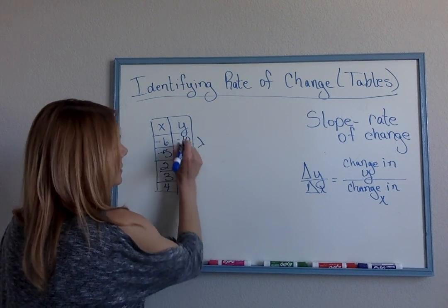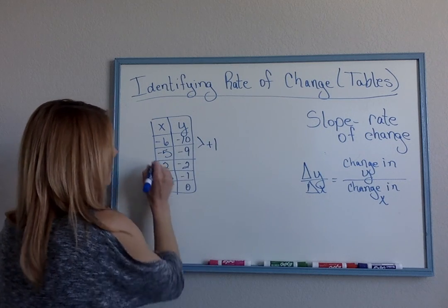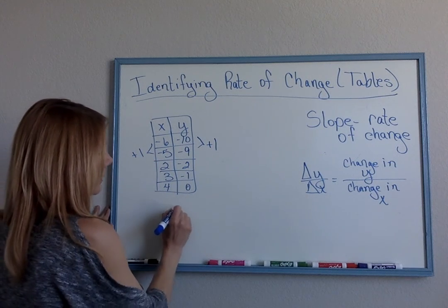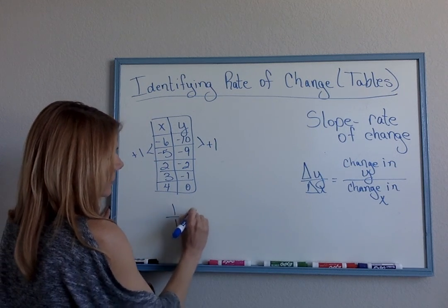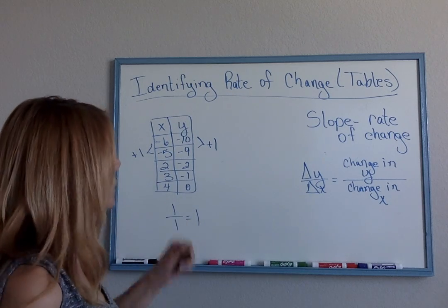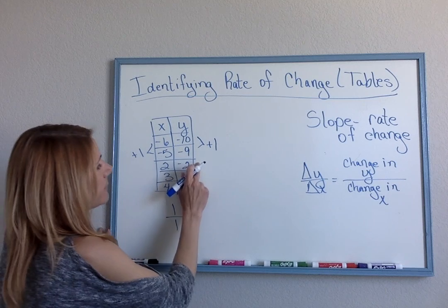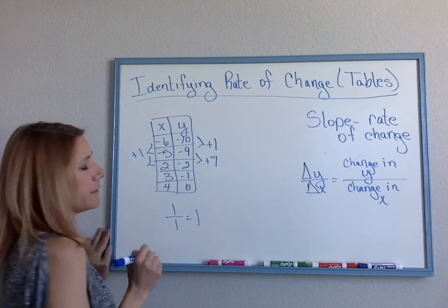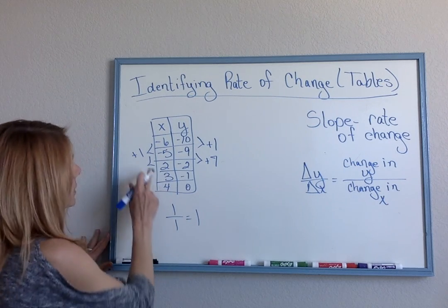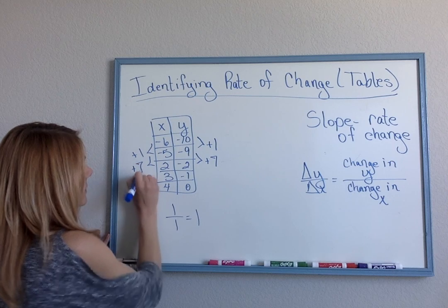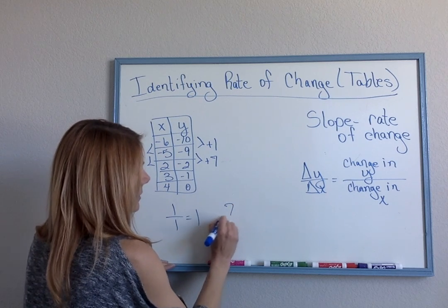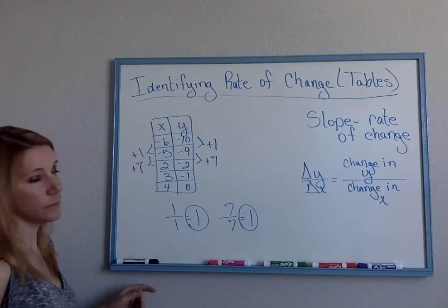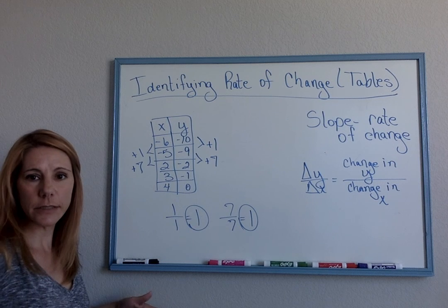So -10 to -9 would be adding 1. -6 to -5 would also be adding 1. So I would get 1 over 1, which is just 1. Okay? -9 to -2 is adding 7. -5 to 2 is going to be another adding 7. So I get 7 over 7, which is +1 again. Okay? What do you think the next two should be?